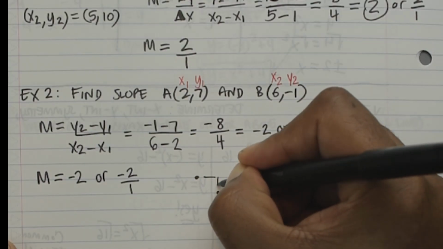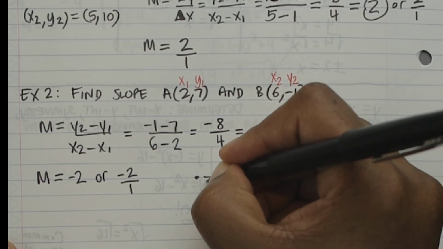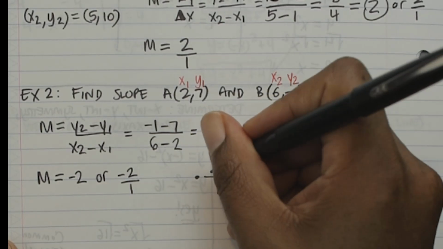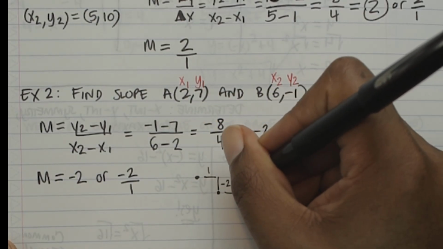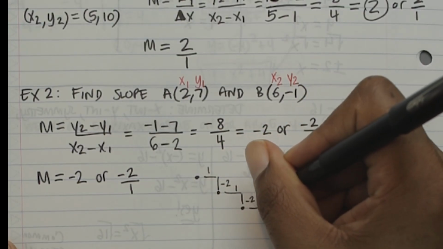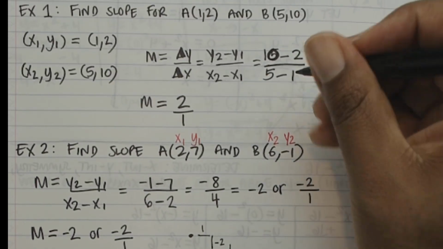So over 1, down 2, over 1, down 2, over 1, down 2. So that's how this would be perceived. Whereas up here, it was the alternative.